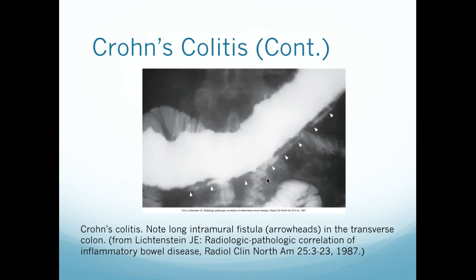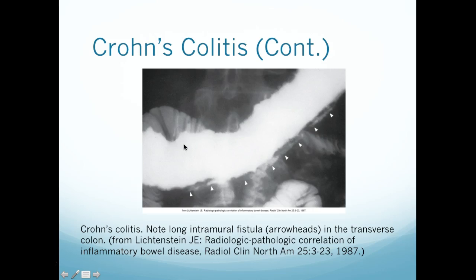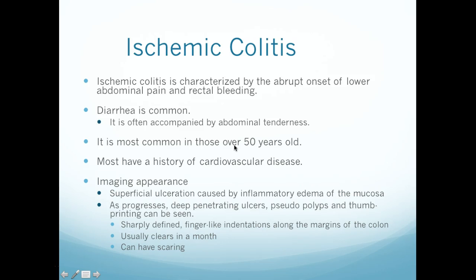So here's the Crohn's colitis. You can see we've got little fistulas along the bowel, and this looks different than this and this. So it does have a different appearance, but you also have this lead pipe appearance without haustra, and you also see here the little fistulas. That's not good.